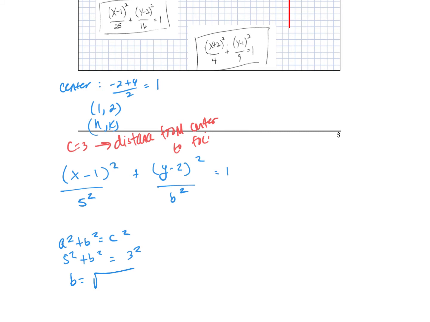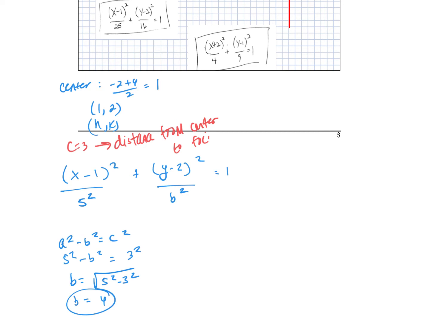Oh, this should have been a minus in between. B would be equal to the square root of 5 squared minus 3 squared. That's what I want to go back to and double check. So let me just finish this real quick. B is equal to 4.